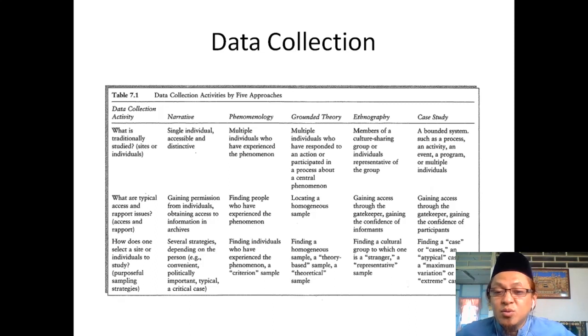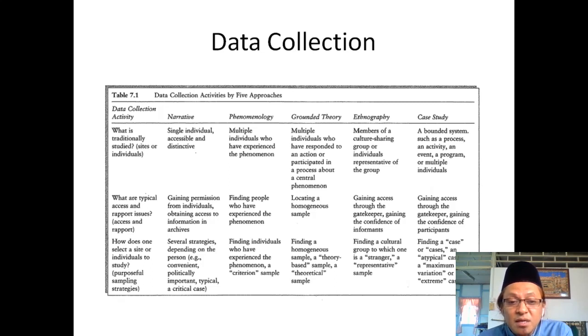So you need to get access through the gatekeeper. So the leader, the gatekeeper, who will give you the green light. Okay, normally when the gatekeeper agrees, the members will just follow suit. And then case study, you have to get permission, gain access also through the gatekeeper, the leader, the owner of the business, whatever.